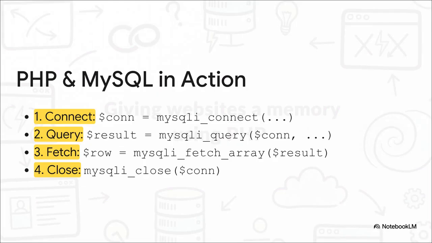And here's what that looks like in actual code. It maps perfectly to our 4 steps. First, MySQLi_connect opens the connection. Second, MySQLi_query sends our SQL order, select name from users, which just means get me the names from the users table. Third, MySQLi_fetch_array grabs the data that comes back. And fourth, MySQLi_close shuts the connection down. I'm not kidding, this simple pattern is the engine that powers millions of websites.